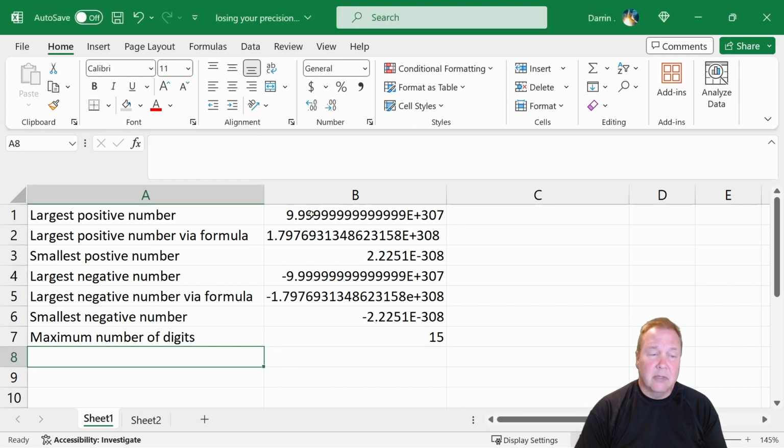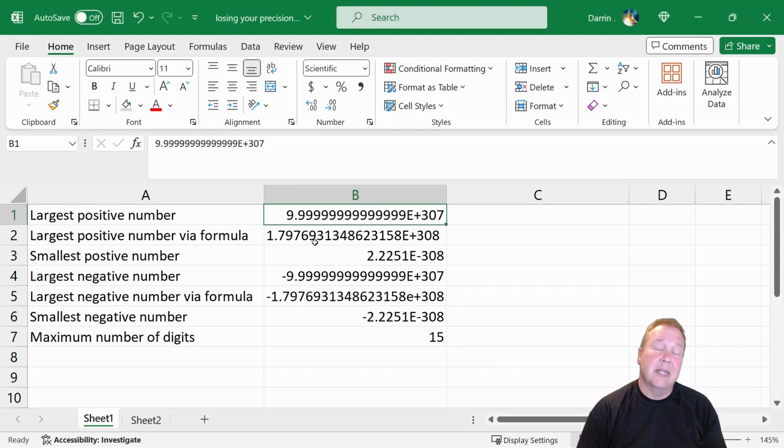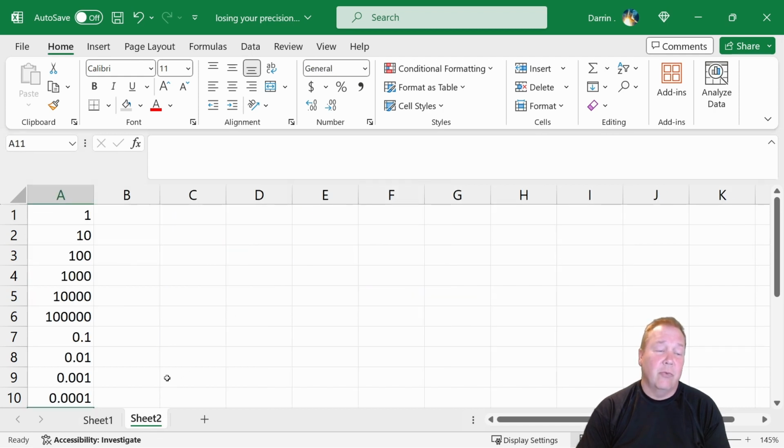So your largest positive number that you can type in is 9.9999999999, whatever, to the e plus 307. If you have never done much chemistry or physics, you probably don't recognize that notation. That's called scientific notation. So let's just do a quick tangent over here to explain what scientific notation really is.